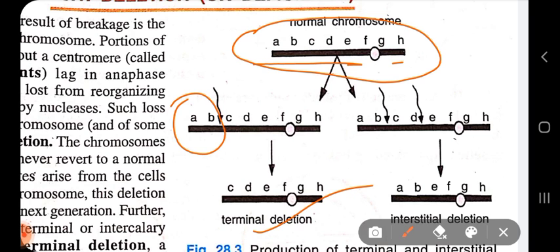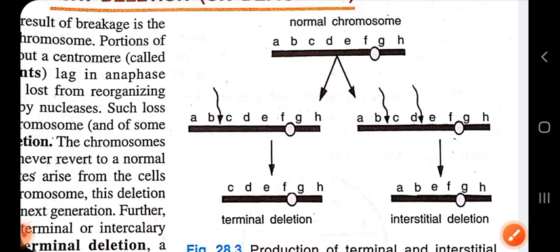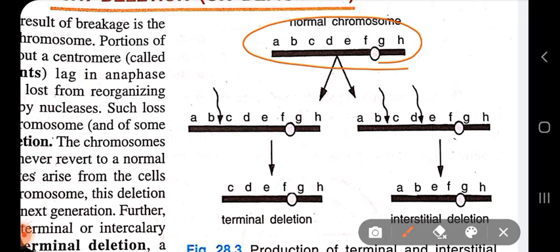However, in most deficiencies, in most deletions, the missing segment does not contain the telomere. Such deletions are called interstitial or intercalary deletions. See what happened. This is the normal chromosome segment. Now the region between C and D, this segment is removed, deleted. Two breaks occur and it is deleted, and then they rejoin.